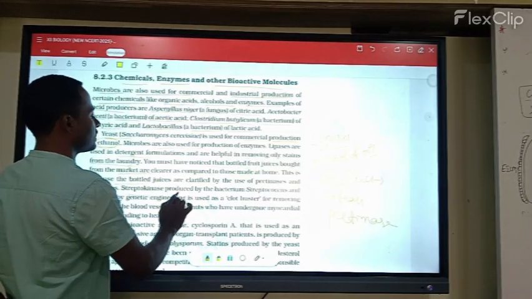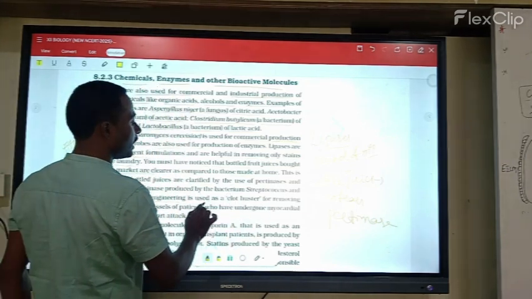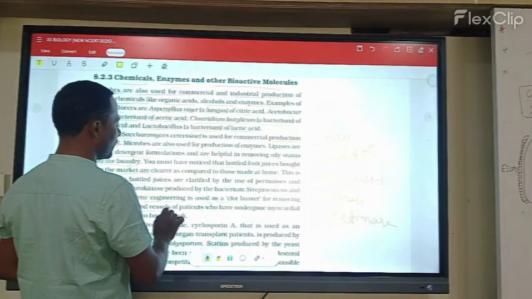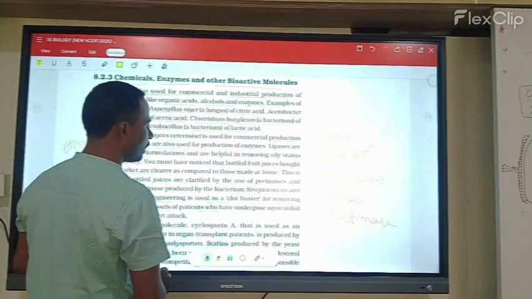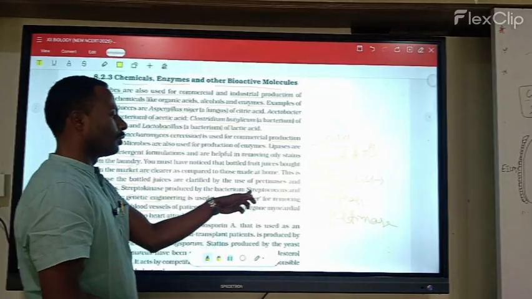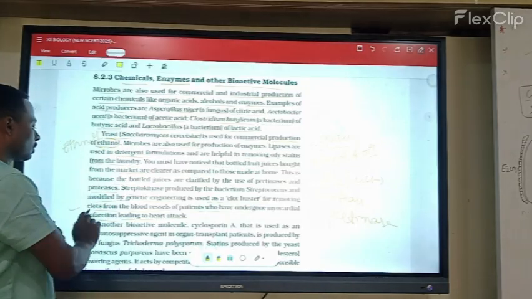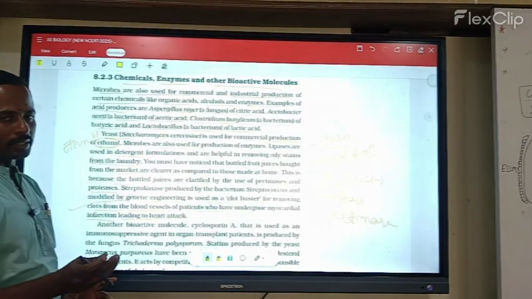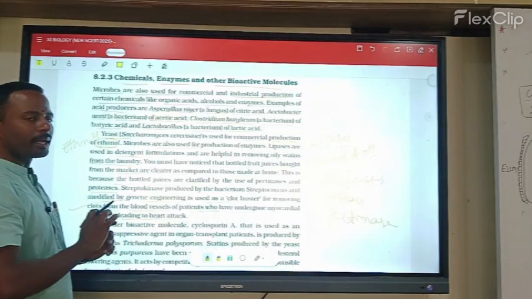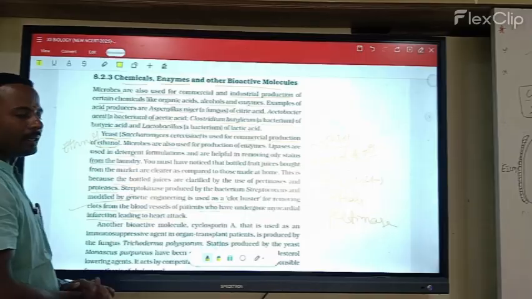Next, streptokinase, produced by the bacterium Streptococcus and modified by genetic engineering, is used as a clot buster to remove clots from blood vessels in patients who have suffered myocardial infarction leading to heart attacks.